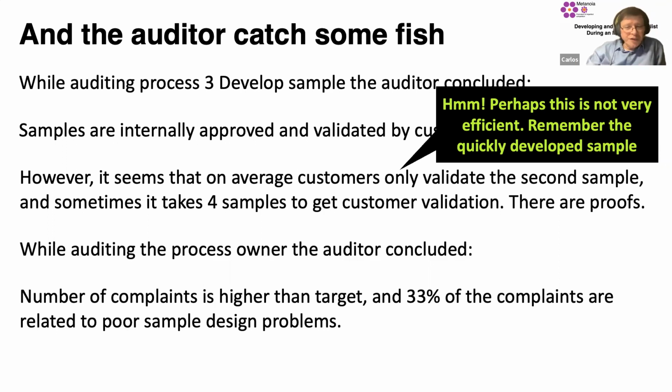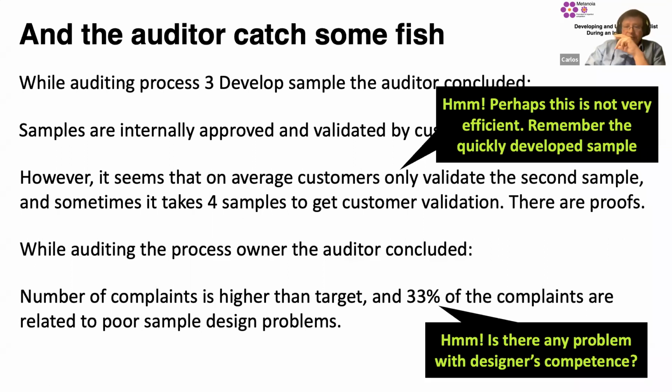Also, while auditing the process owner, the auditor concluded the number of complaints is higher than target, and 33% of the complaints are related to poor sample design problems. Again, is there any problem with designers' competence? So this is the information that the auditor can carry and use later while interviewing other auditees. So this kind of information was collected by the auditor using the checklist. So now let's see what happens.